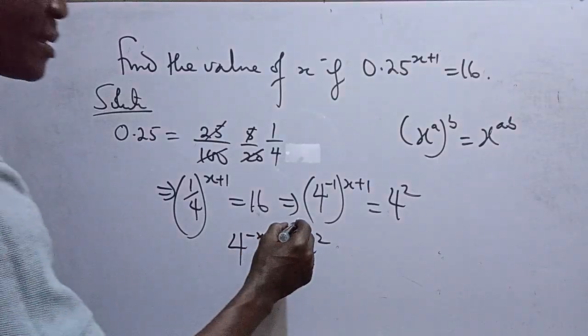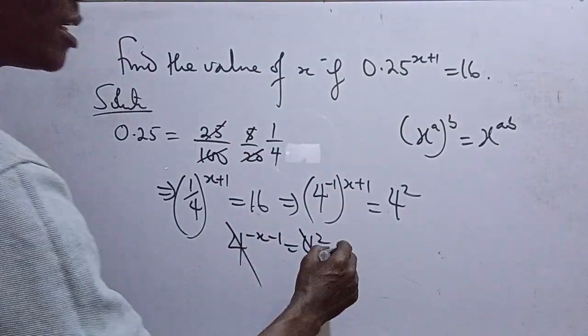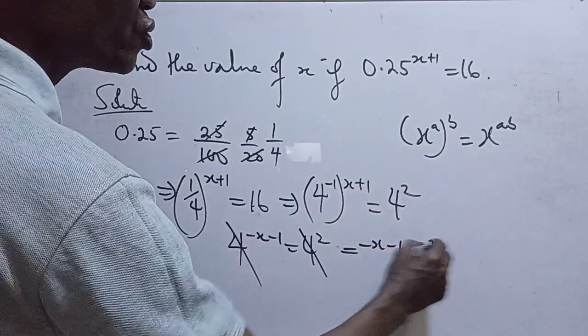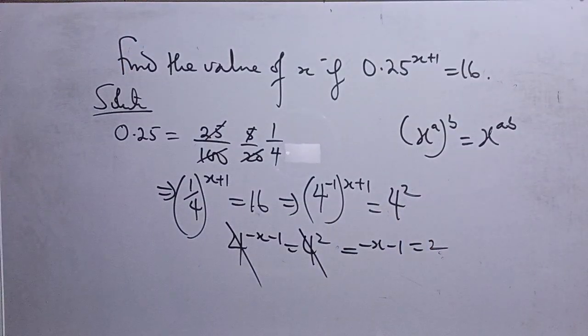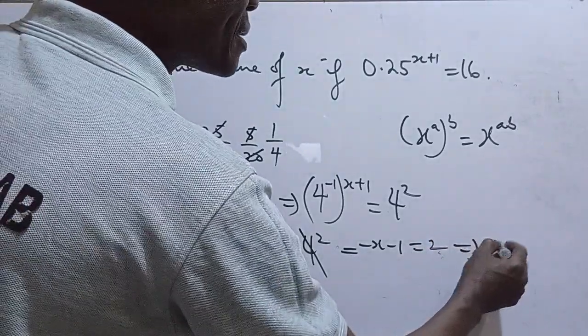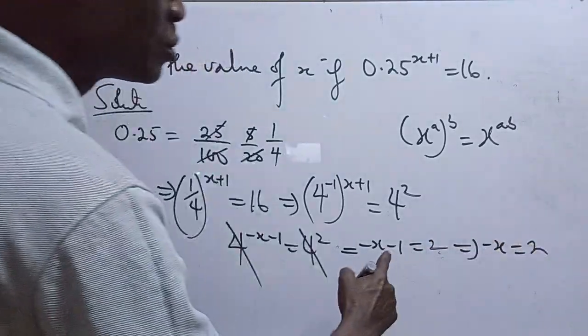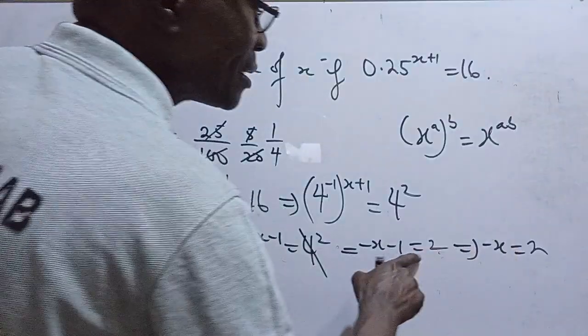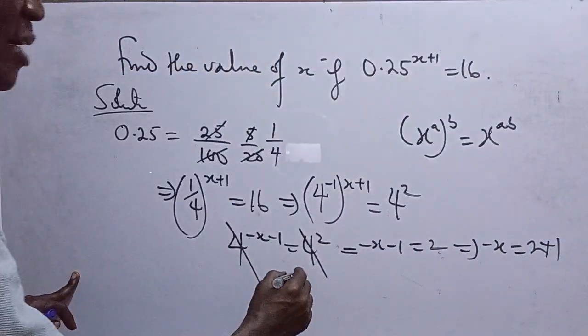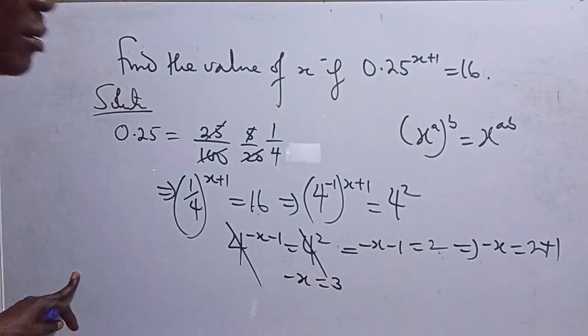Since our bases are the same, we cancel them out. Then we equate the exponents. Minus x minus 1 is equal to 2. Now collect like terms. That's the next thing. Minus x is equal to 2, and when minus 1 moves to the other side, crossing the equality sign, it becomes plus. So minus x is equal to 3.